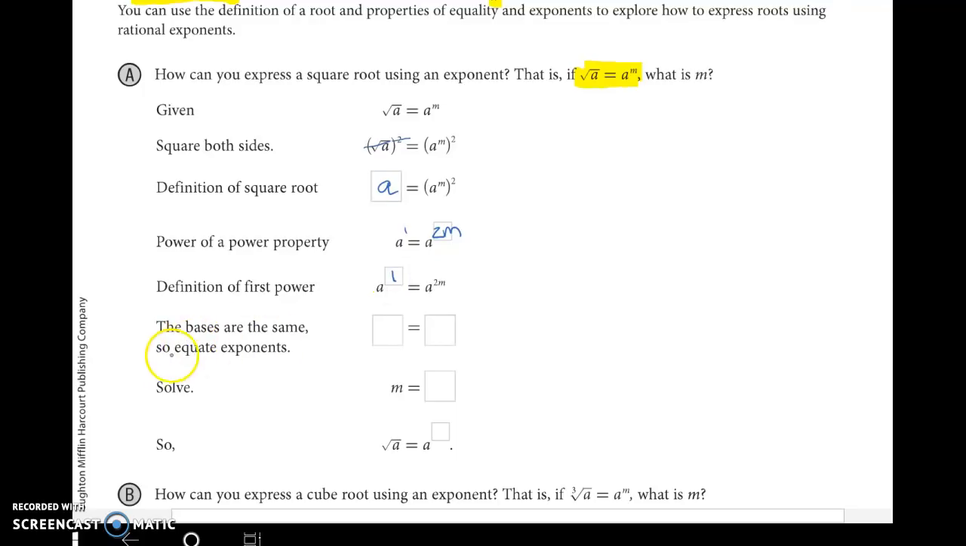And now the bases are the same, so the exponents have to be equivalent. So if I have a to the first equals a to the 2m, I know that 1 has to equal 2m. Right? Our bases are identical, so I can set my exponents equal to each other. And so when I solve for m, I get that m equals 1/2. So the square root of a is a to the 1/2 power.